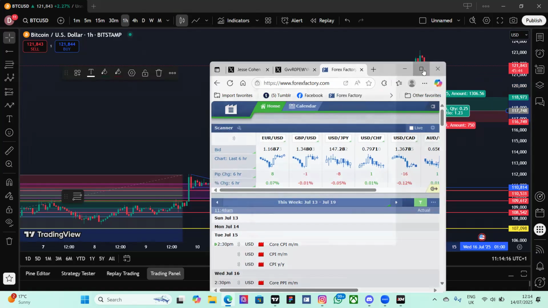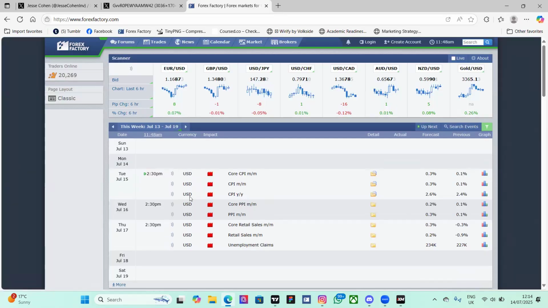I did also look at the calendar for the macroeconomic fundamental news that could be released. So core CPI is coming on Tuesday at 2:30 South African time. And then on Wednesday we're getting core PPI, and then Thursday is core retail sales. So numbers are looking positive and negative at the same time, but we'll see how things play out. I think the biggest one is actually CPI.